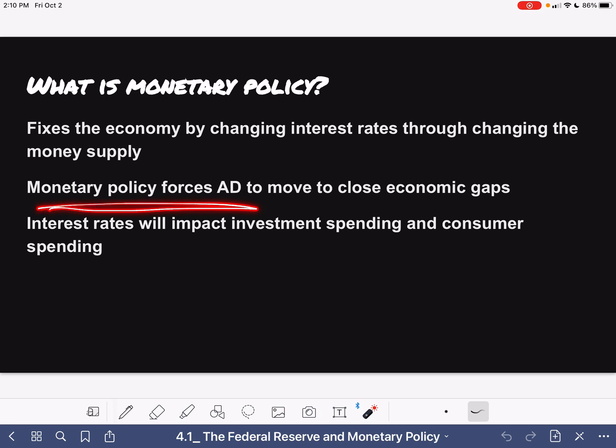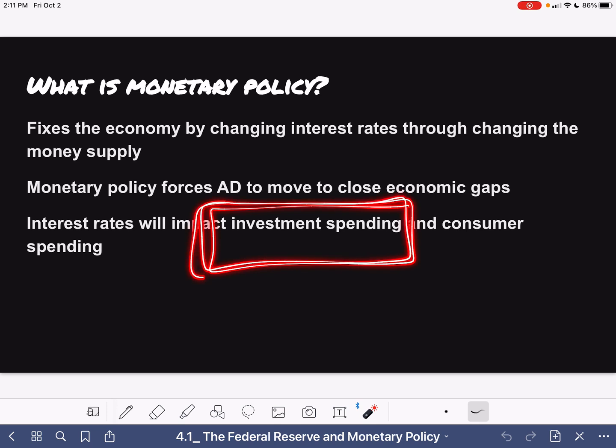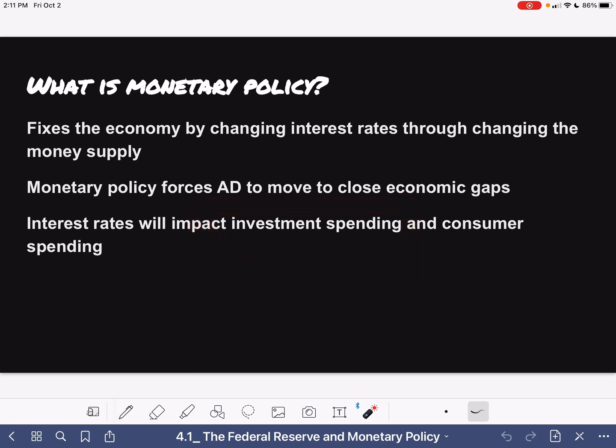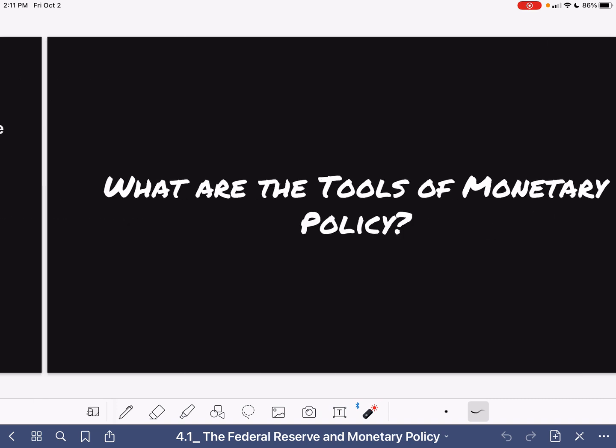Monetary policy forces aggregate demand through investment spending to close our economic gaps. Sometimes we can tack on consumer spending, but for the most part, we're just going to be mainly concerned with impacting investment spending, which, remember, is physical capital. It's not financial asset purchases.